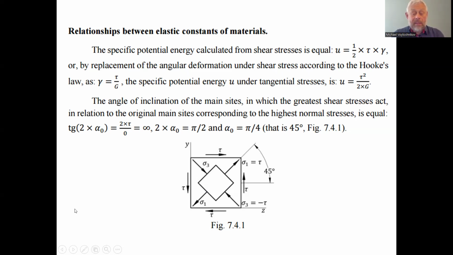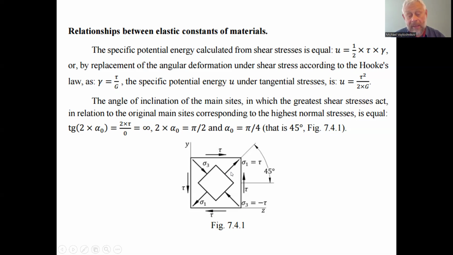Next, let's consider the other sides in this segment, the sides of inclination, inclined to the sides of the assigned segment by pi divided by 4, that is by 45 degrees. These are the sides of the main stresses. We have only the tangential stresses at the first sides.